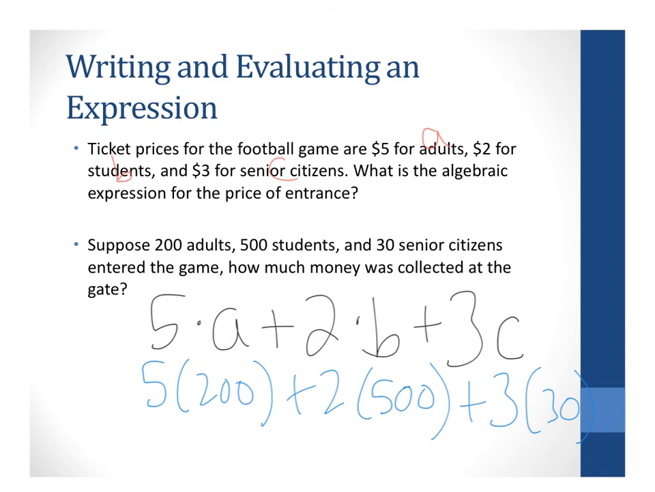But I bet you some of you could probably do this in your head, like Jason Derulo. This first one here, 5 times 200 is 1,000, 2 times 500 is 1,000, 3 times 30 is 90. So what's that? 2,090. Bada boom, bada bing. So that's how much money, dollar bills, that were collected at the gate.